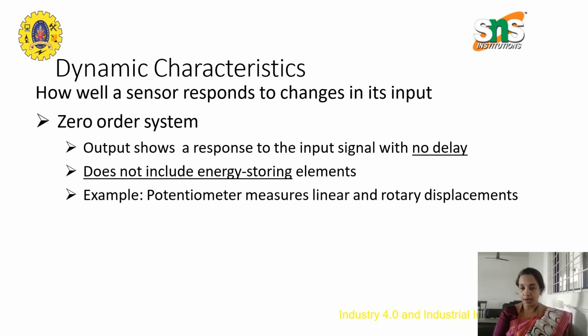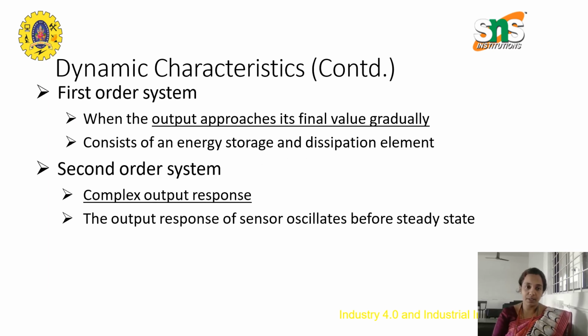Next, we are going to analyze the dynamic characteristics. How well a sensor responds to changes in its input is called dynamic characteristics. Dynamic characteristics include the zero order system, first order system, and second order system. In the zero order system, the output shows a response to the input signal with no delay. Without any delay, the output changes immediately with respect to the input signal. It does not include energy storing elements. For example, a potentiometer measures linear and rotary displacements.